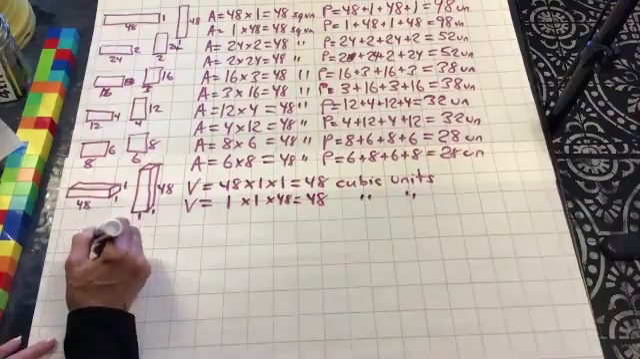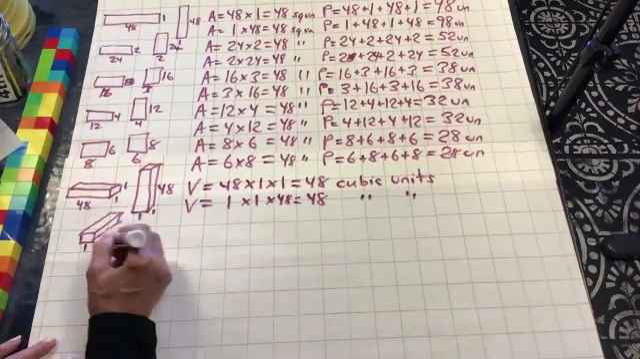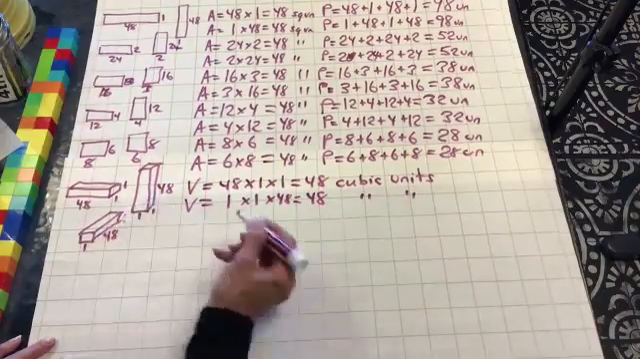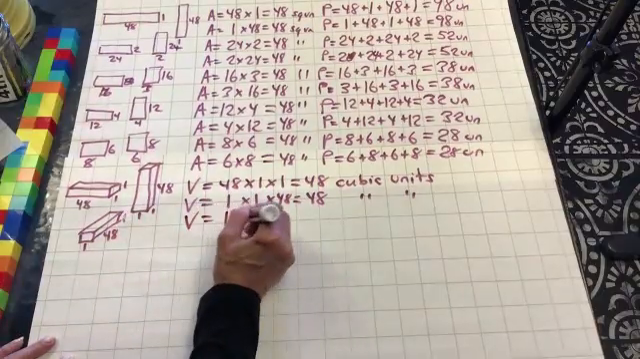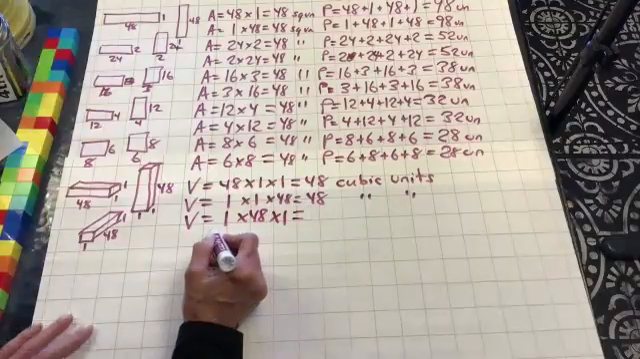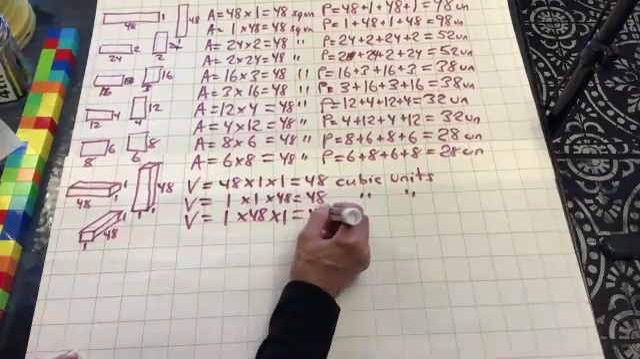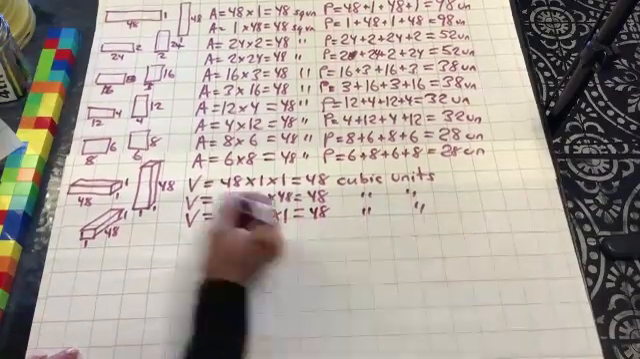All right, and then we'll do this one. So 1 by 48 by 1. So it's 1 width, 48 deep, 1 tall. Looking good.